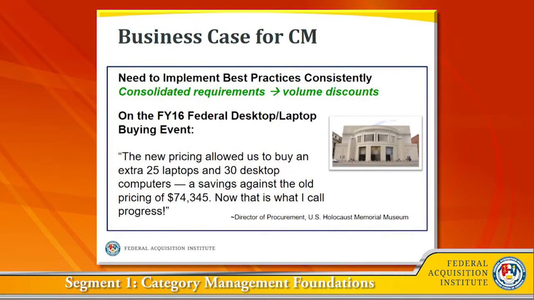By consolidating requirements comprehensively across individual agencies and more broadly across multiple agencies, we can leverage the benefits of economies of scale. One small agency accomplished just that during a federal desktop and laptop buying event. The U.S. Holocaust Memorial Museum's Director of Procurement told us the new pricing achieved through aggregating demand at the buying event allowed his museum to buy 55 extra computers while also saving over $74 grand. Wonderful. If we could achieve savings at this scale in every agency, we can make an intense impact on savings and efficiency in our common spend categories.